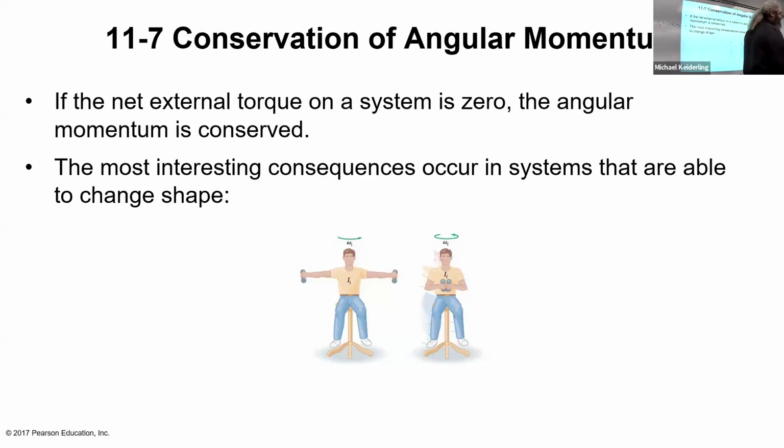Now, if the net external torque on a system is zero, the change in angular momentum over time will be zero. Angular momentum will be conserved. And the most interesting consequences occur in systems that are able to change shape.